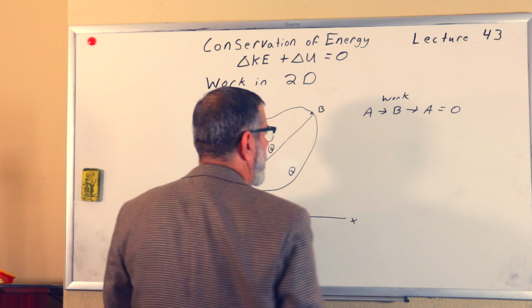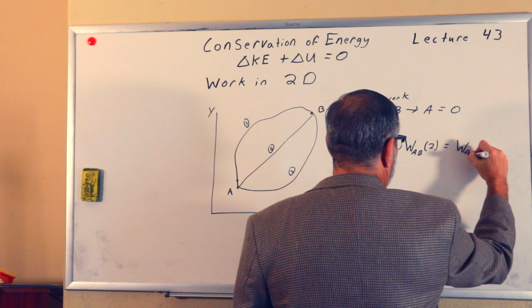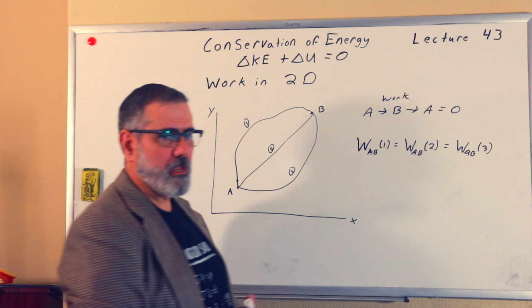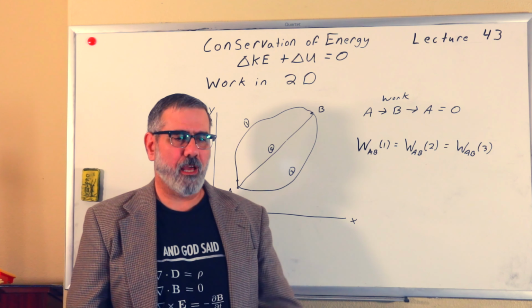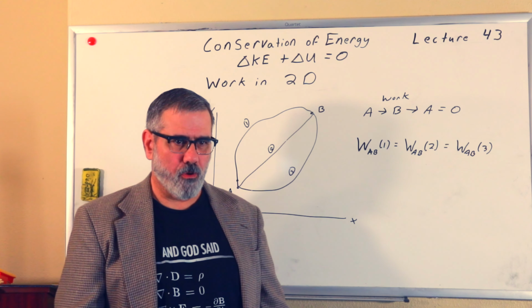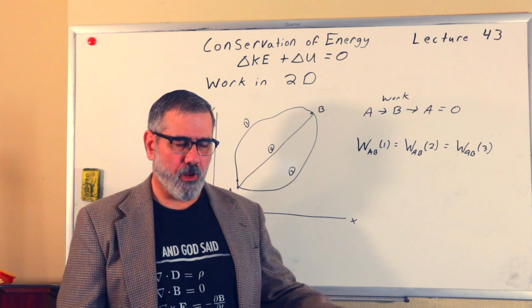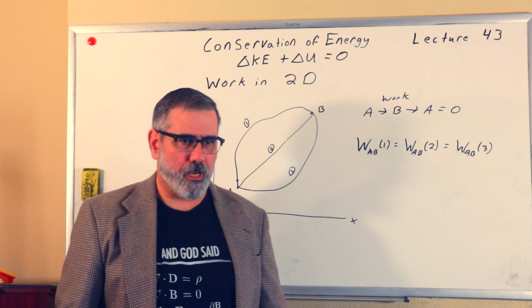It also says the work from A to B along path 1 will be equal to the work from A to B along path 2, which will be equal to the work from A to B along path 3. This is a little bit like what we did with our bumpy roller coaster ride. I said, look, it doesn't really matter. I can just make a straight inclined plane, right? The details in between don't matter. The amount of work that I do in moving along that trajectory is the same, regardless of the details in between, okay?